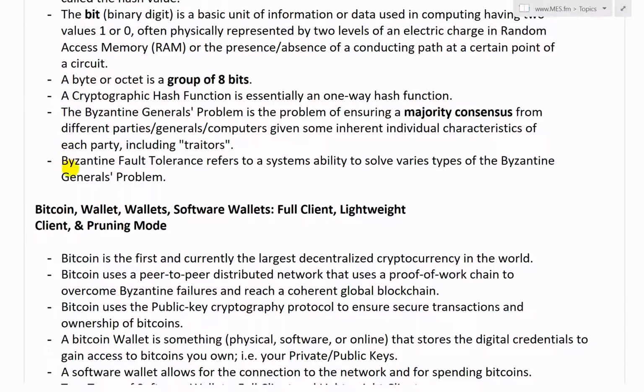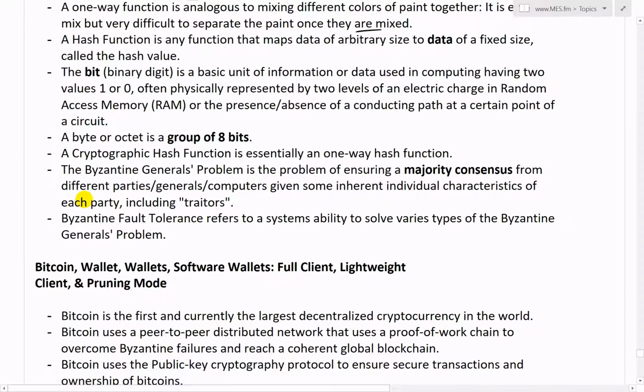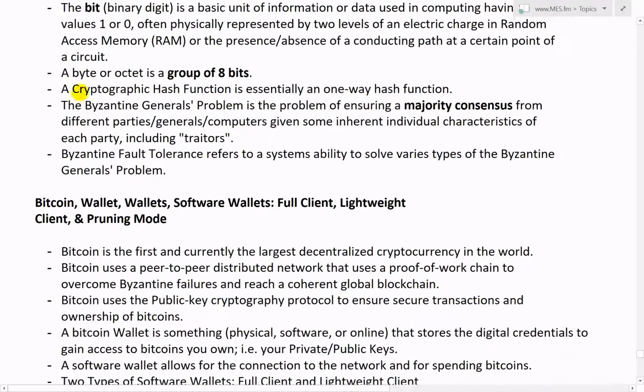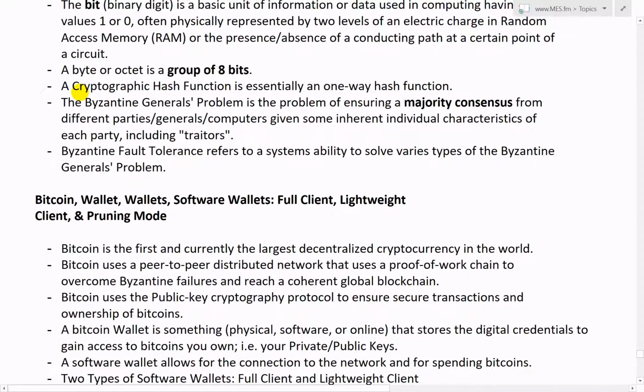That's pretty much the difference between a cryptographic one and a hash one. A hash maps onto a fixed size, and the cryptographic one is a one-way way of doing it.